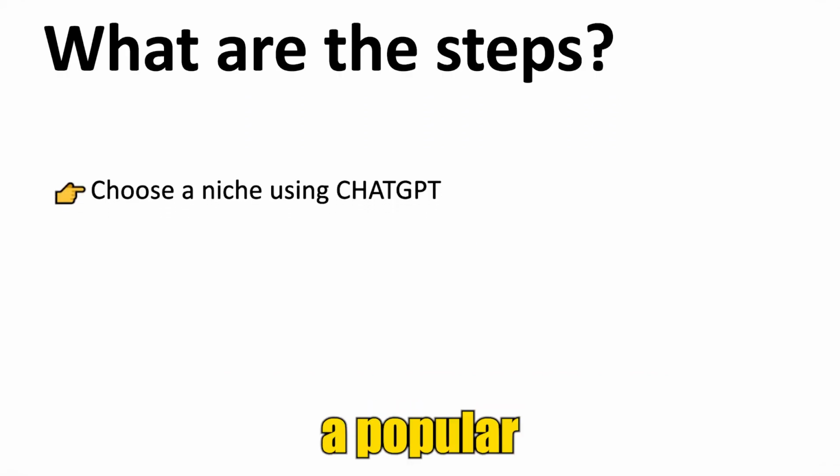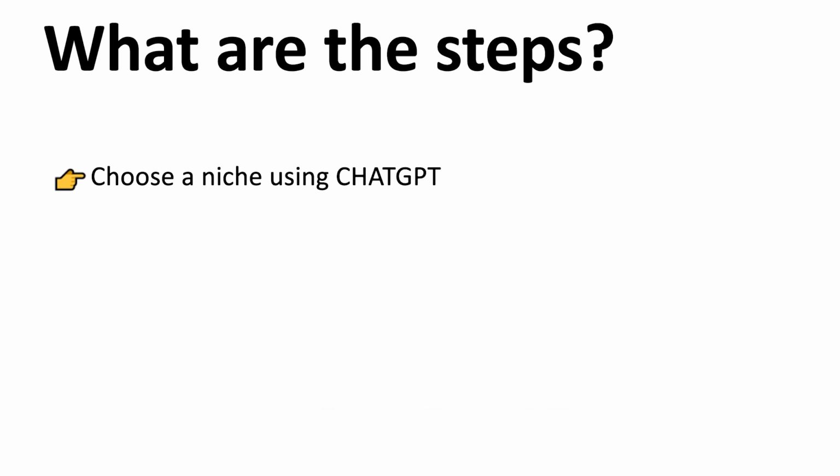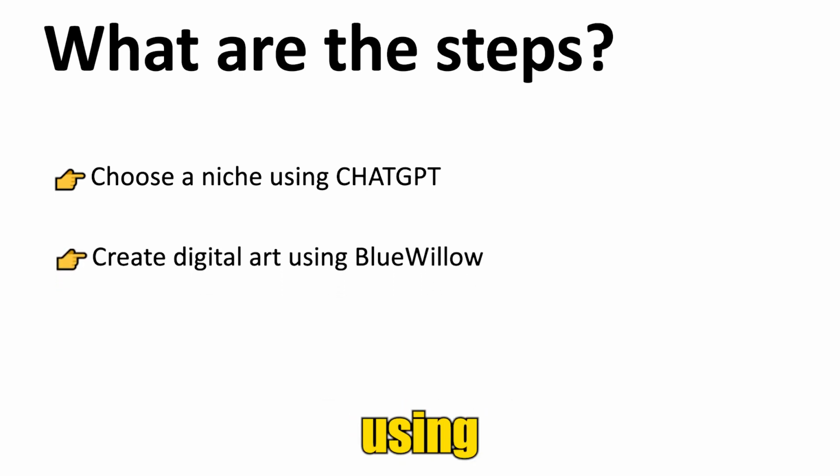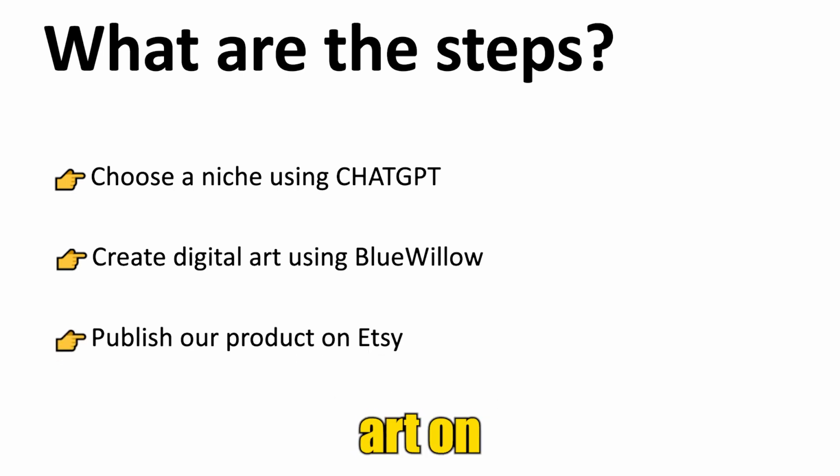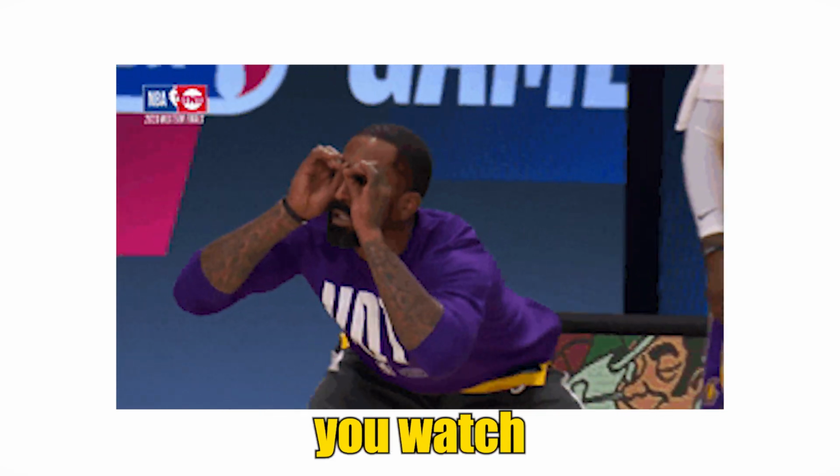First, we'll choose a popular niche using ChatGPT. We'll then create our digital art using BlueWillow AI. And the final step is to publish our digital art on Etsy. This is a step-by-step guide, so make sure you watch until the end.